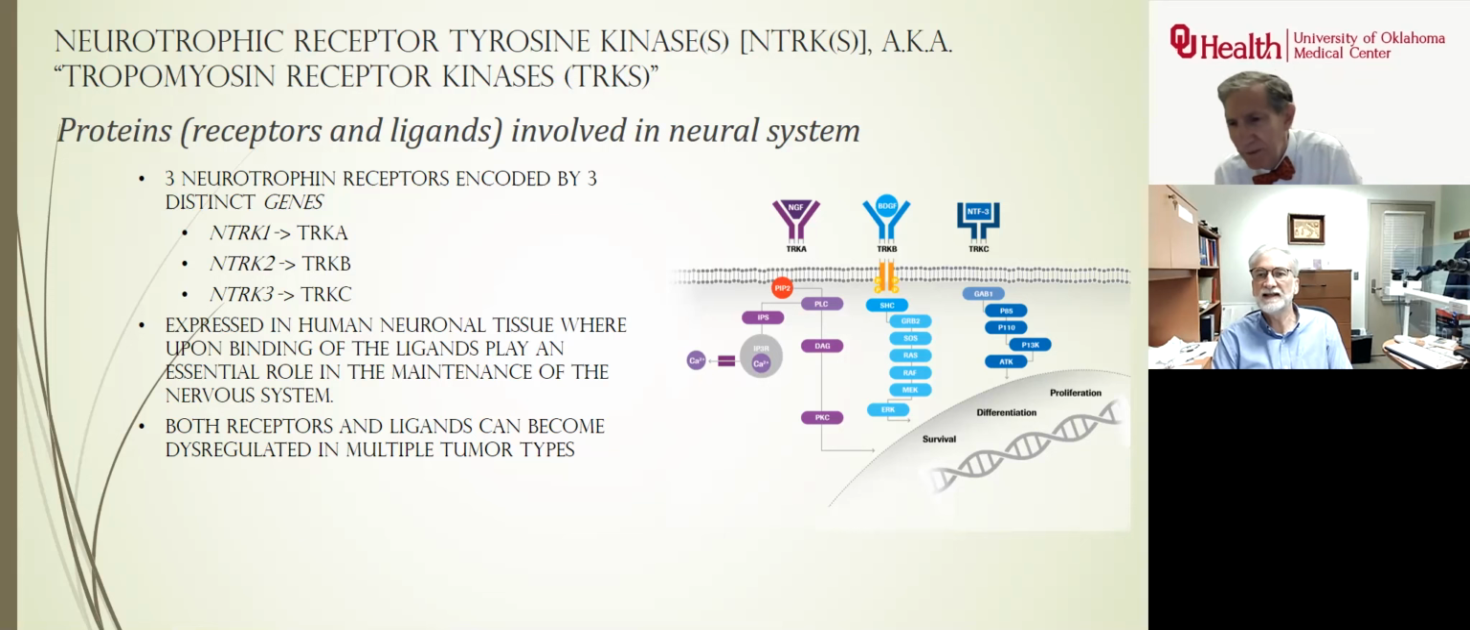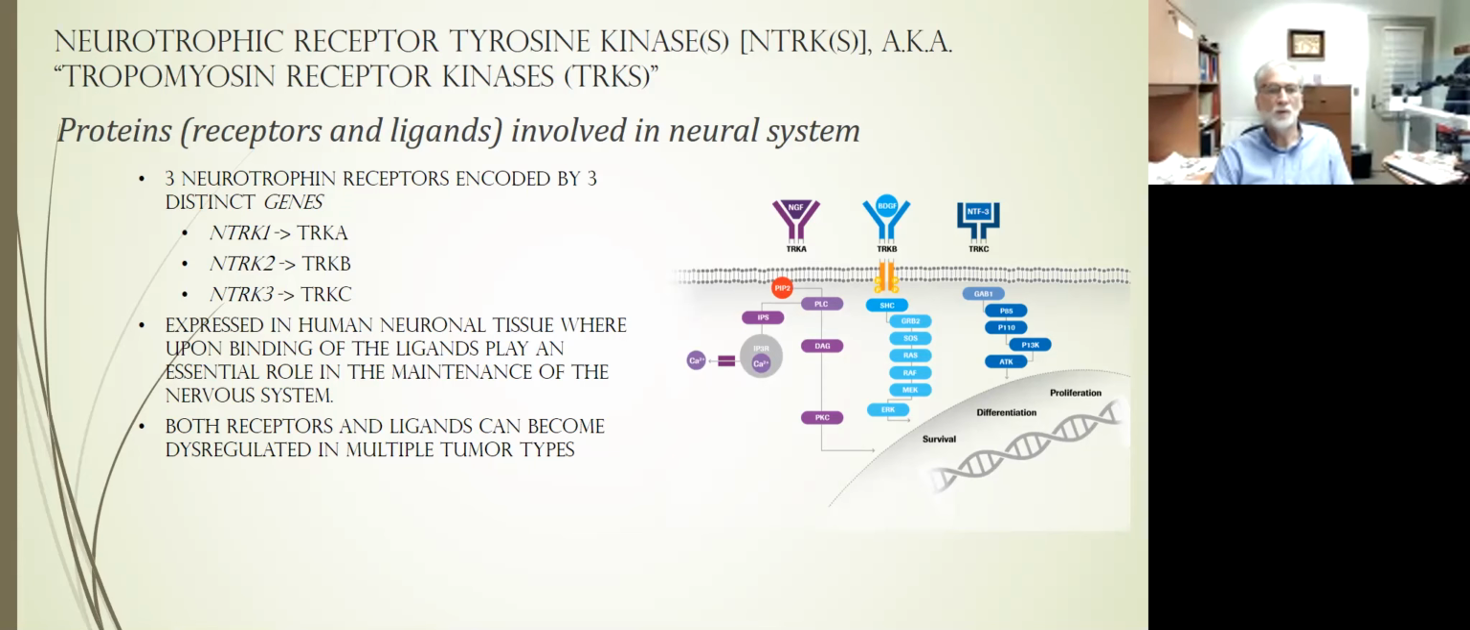But these are the receptor tyrosine kinases that are expressed predominantly in neural tissue, where upon the binding of their ligands, they exert the physiologic activities on their targeted tissues. What can go wrong in cancer is, of course, everything. And that includes the aberrant expression of the ligands as well as the aberrant expression of the receptors, which in that case become oncogenic drivers and then can lead to malignant growth.